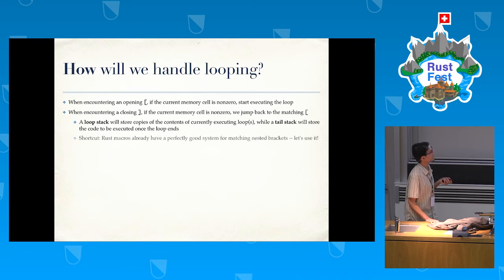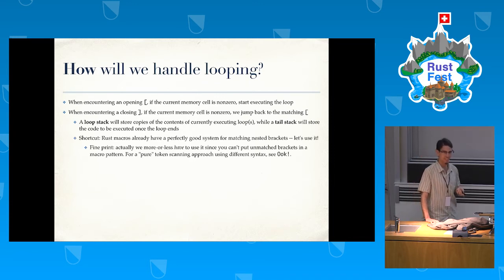So the best data structure that I came up with to implement this is 2 stacks. Because the loops can be nested, we need a stack of the currently executing loop bodies. But when I'm executing a loop, I have this variable, or really just a macro argument, that's keeping track of the rest of the program to execute. And during a loop, I just set that to the body of the loop.